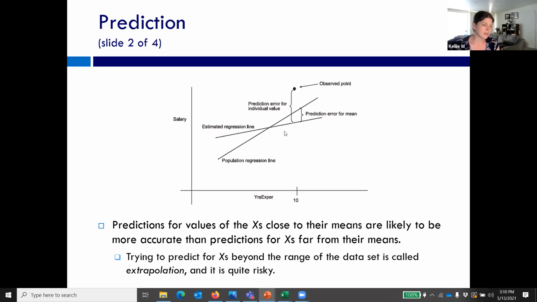This is a really bad way of showing it, but what they're really trying to tell you is that when you predict values of X that are close to the mean of the regression, they're likely to be more accurate than when you predict X's beyond the range of your data set. So we call that extrapolation. So you have to be very careful with that.